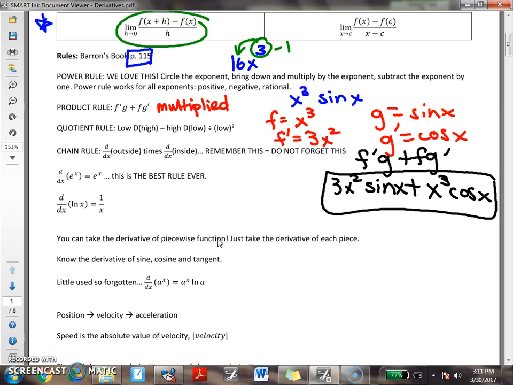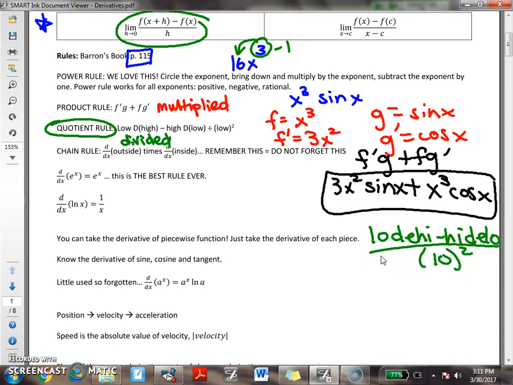Next thing, we have the quotient rule. So very similar to the product rule, it's a long formula, but we use it when two functions are being divided. And I'm just going to write it on the side here. It's going to be low d high minus high d low, all over low squared. So I'm not going to write down an example for that. We're going to go over it in the examples.